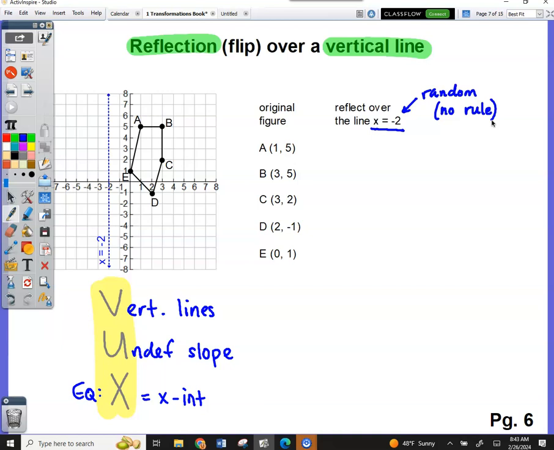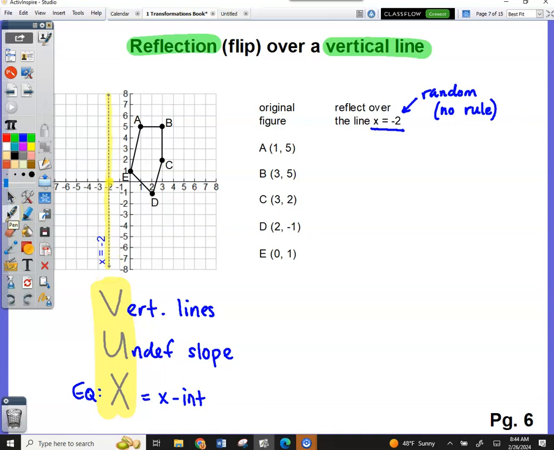I would read this and say to myself, I see x equals -2. I would think VUX. That stands for vertical line. I'm going to drop a vertical on the x-axis at -2. So I'm going to go to the x-axis. I'm going to find -2. There it is. And I'm going to drop a vertical. There's my line of reflection.